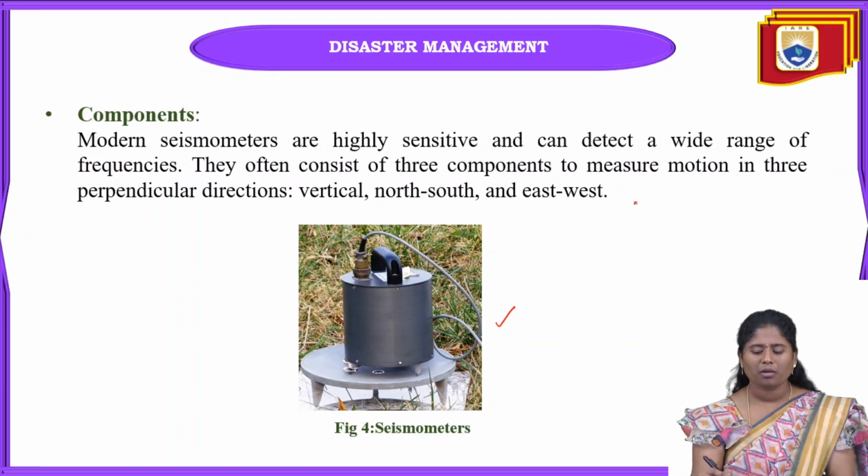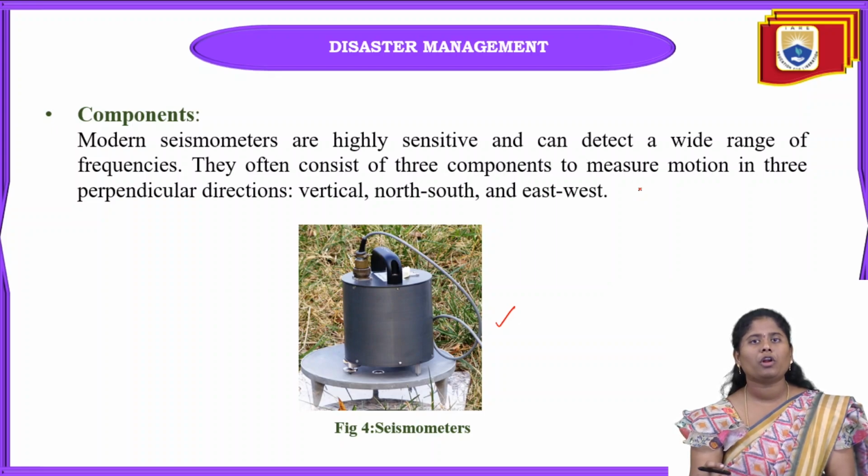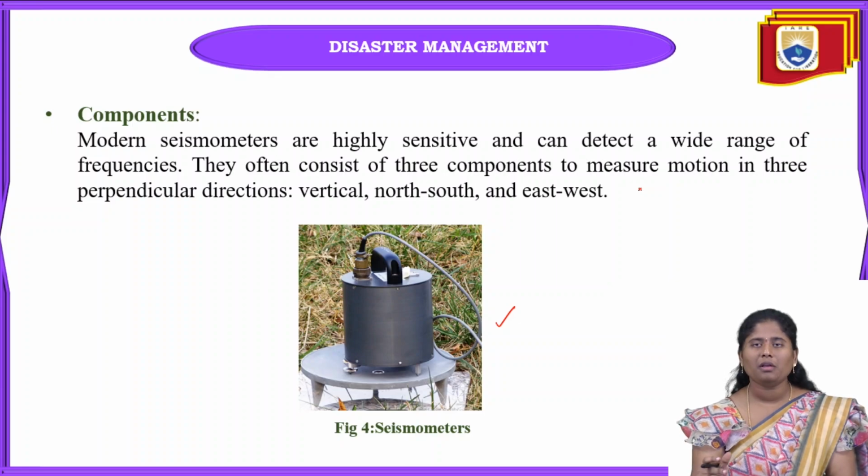This type of seismometer often consists of three components. They measure the overall motion in three perpendicular directions. When an earthquake occurs, the ground surface moves, and we place these instruments on the ground surface. The motion is noted in perpendicular directions: the vertical direction, the north-south direction and the east-west direction, measured by seismometers and seismographs.